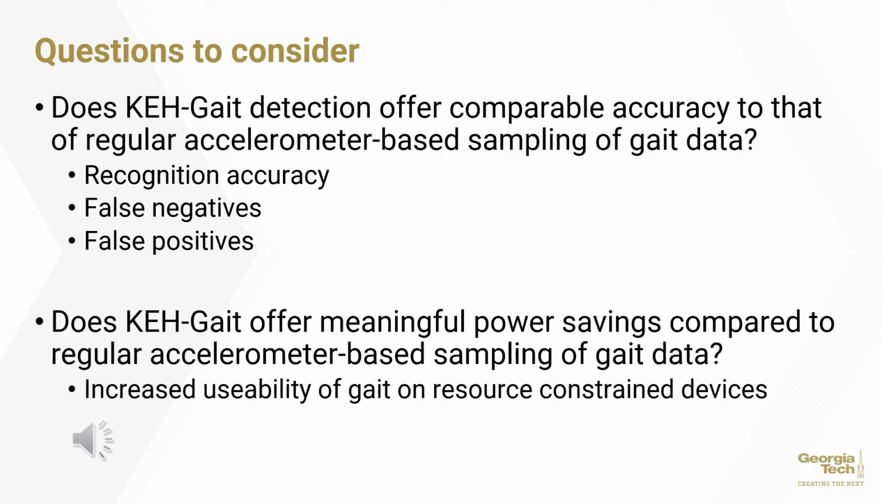So there are a couple of questions being considered in this paper with regards to detecting gait through kinetic energy harvesting. Does KEH-based gait detection offer comparable accuracy to that of regular accelerometer-based sampling of gait data? This is measured with regards to pure accuracy, which is measured as a percentage of correct classifications out of a total number of classifications; the false negative rate, which is the probability that an authentication system incorrectly rejects the access request from a genuine user; and the false positive rate, which is the probability that the authentication system incorrectly accepts the access request by an imposter.